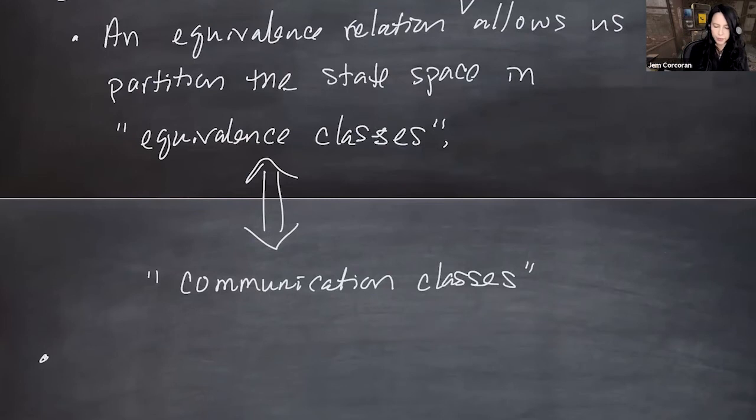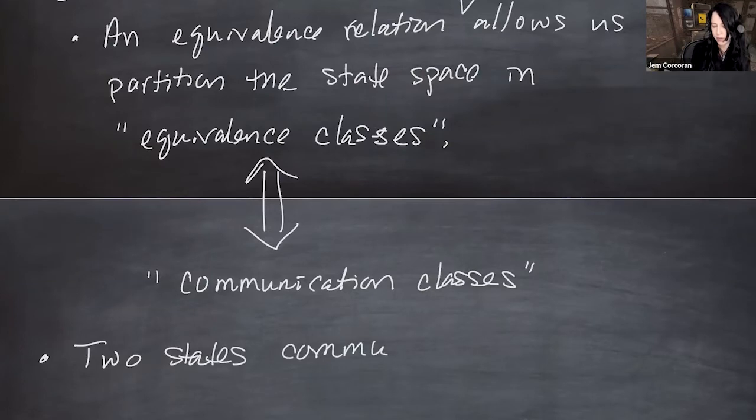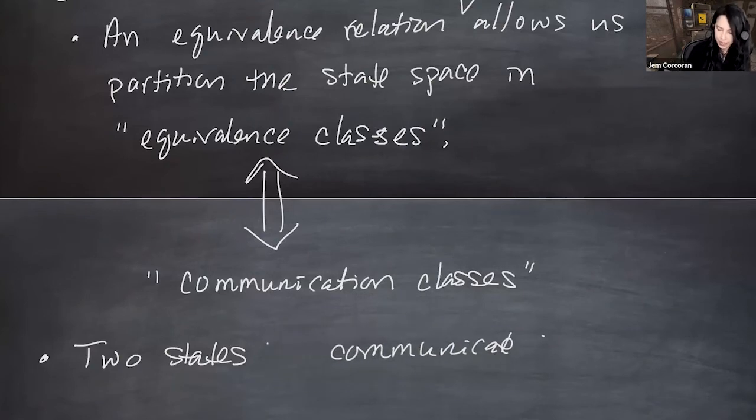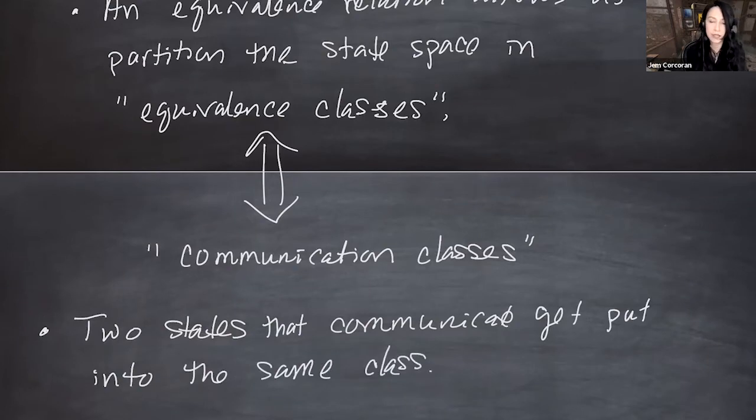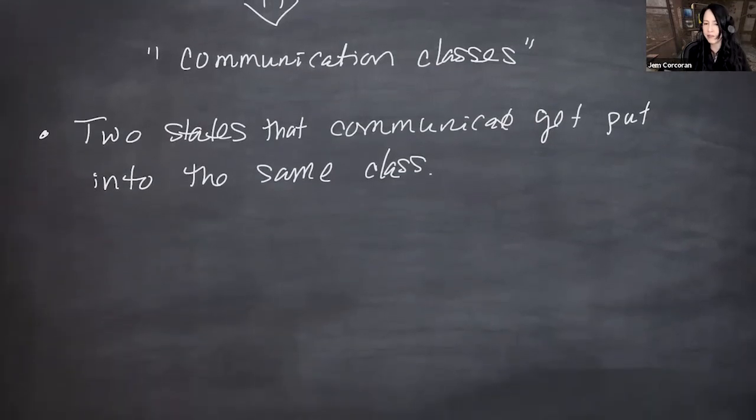So here's the important thing. Two states that communicate, I'm sorry, two states that communicate are put into the same class. That's how we build them. Two states that communicate get put into the same class. And I do have a lot to say about moving between classes, but I think this might be clarified, or it might clear up a lot of things, to look at an example.